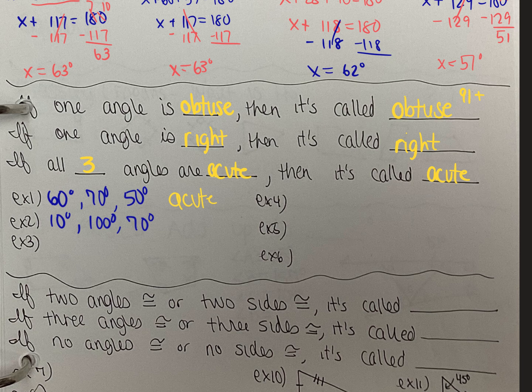Obtuse, right, or acute? Well, this one has one angle that's greater than 90, so the whole thing is called obtuse. Even though these two are acute, we don't care. We just care that one angle was obtuse. Okay, next question.